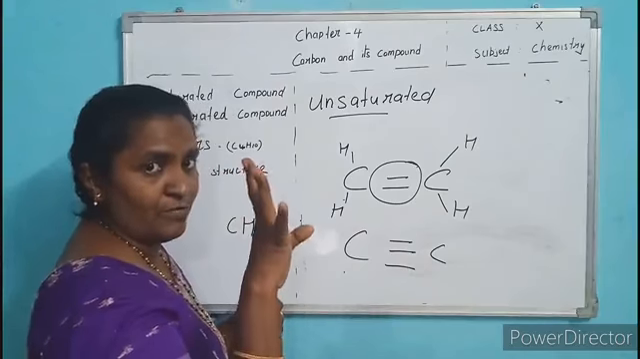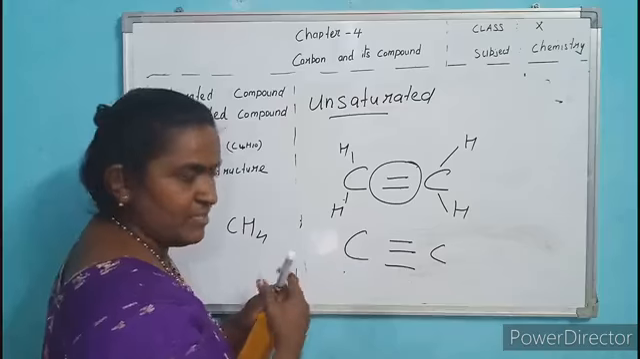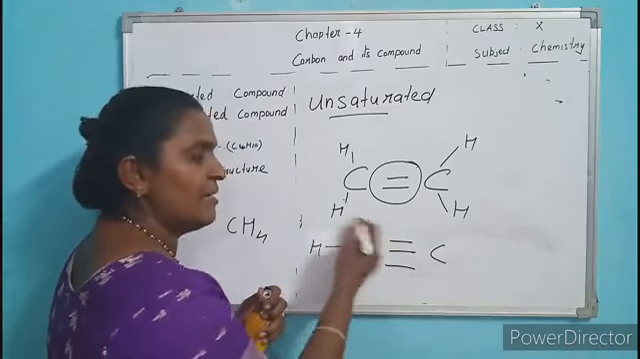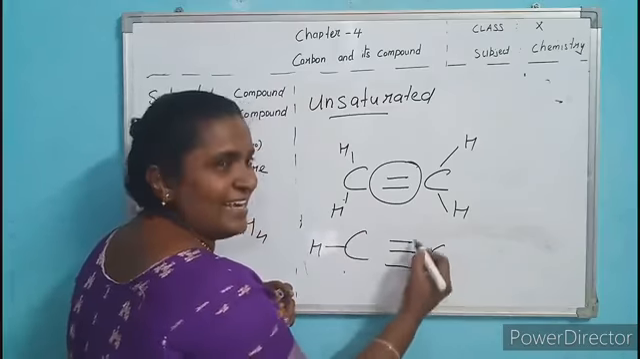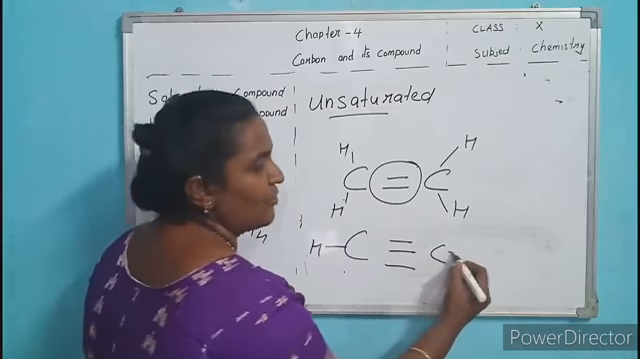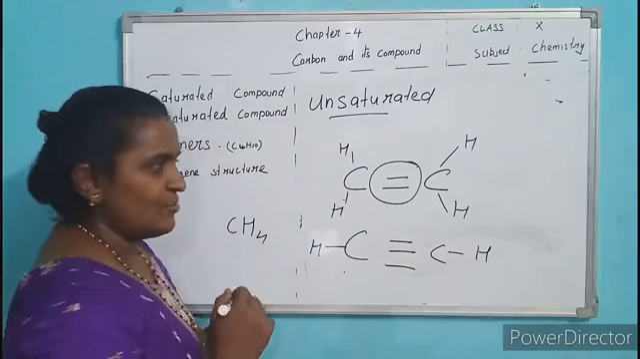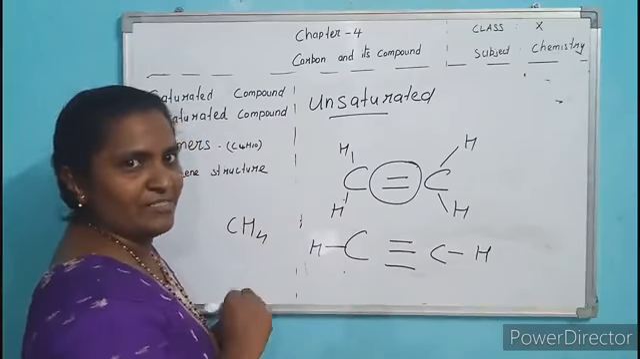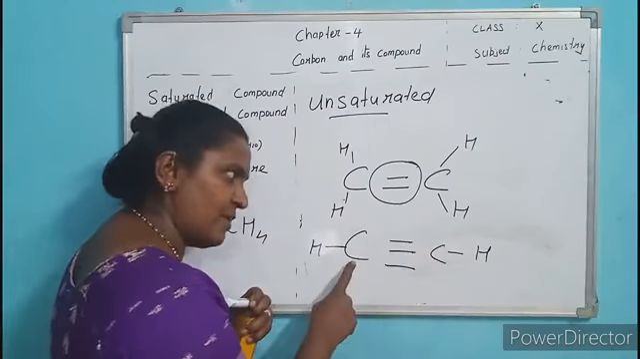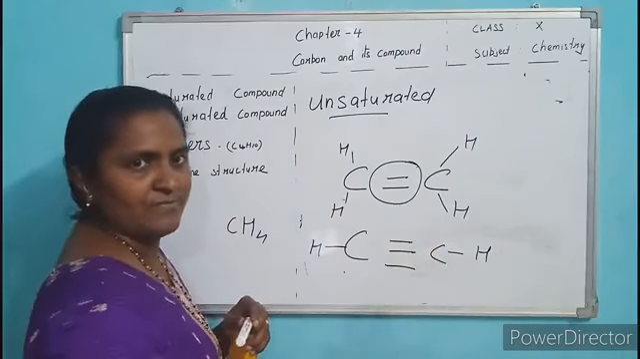Now count the bonds. Each carbon should have 4. This carbon has 3 bonds, 1 more bond is required to become 4. This carbon has 3, 1, 2, 3, 1 more bond, 4. So each carbon has how many bonds? 4 bonds. This bond you have to count for this carbon also, or this carbon also.